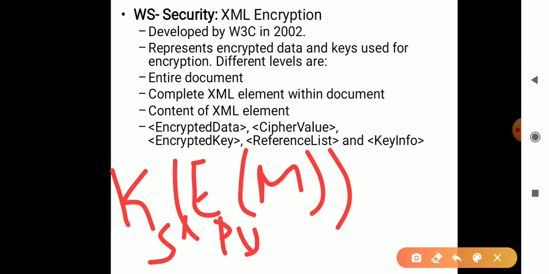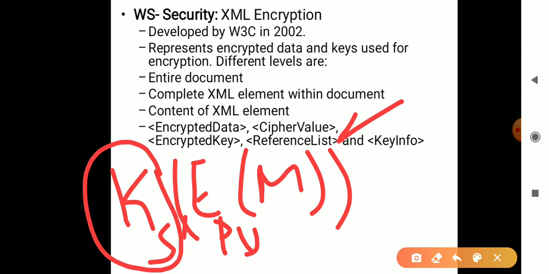Now the user has to make this reference list saying that it has first been encrypted using the session key and then encrypted using the public key. So this is provided in the reference list, and this key info is identifying the key that is used to encrypt this one, right? So this is how they use this XML encryption method for the exchange of data.